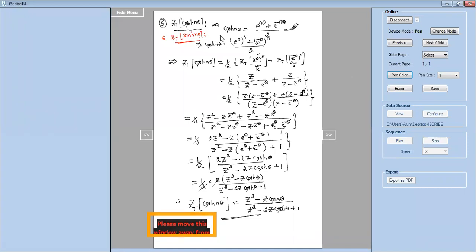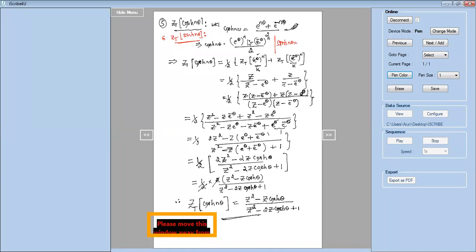So what we can do, see, cos h n theta is this. For sin h n theta, you know the formula. I'll write here sin h n theta. The formula is the same formula. It is e power theta whole power n, and this plus becomes minus.